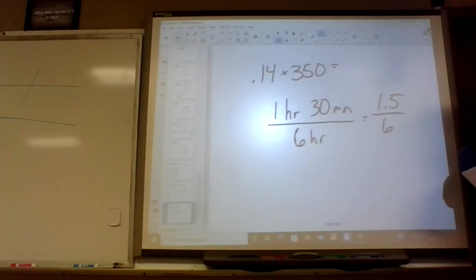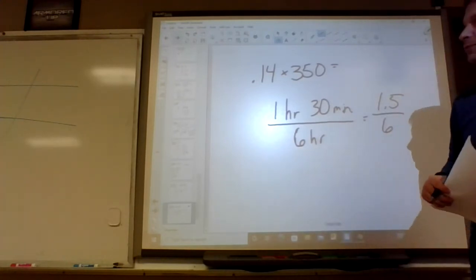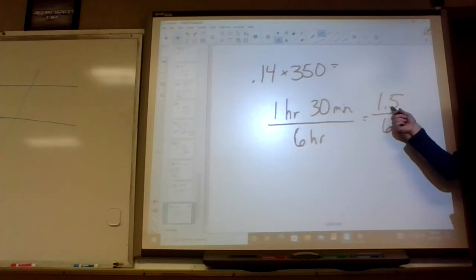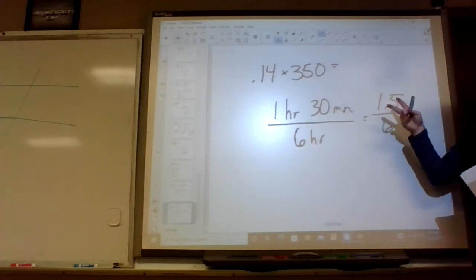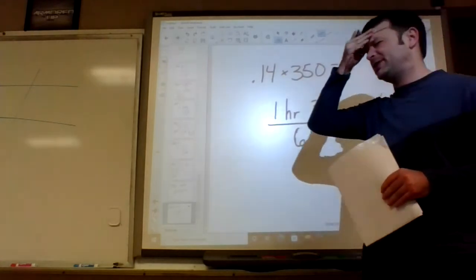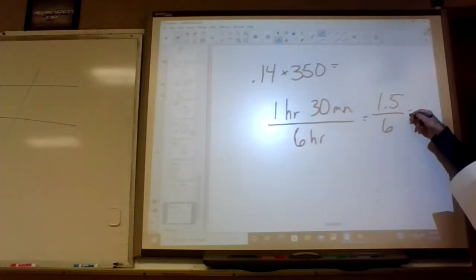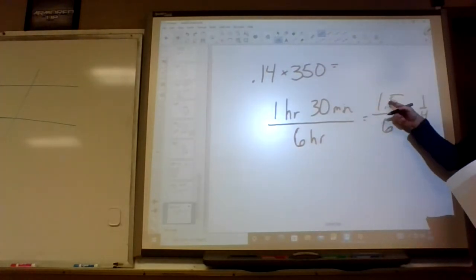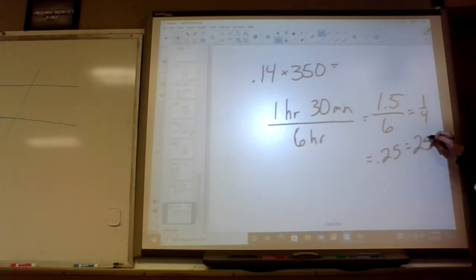How many 1.5s go into 6? You guys probably know this. 4. Yeah. 2 hour and a halves make 3 hours, right? And then 2 more of those would make 6 hours. So it takes 4 hour and a halves. So anyway, my point is if you do that divided by that, you get 0.25 or 25%.